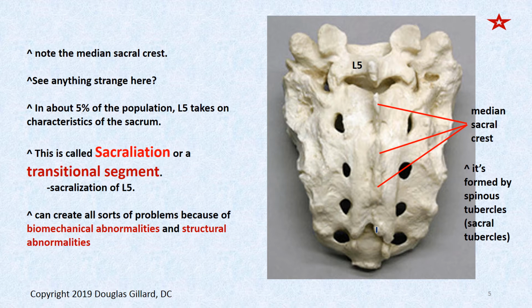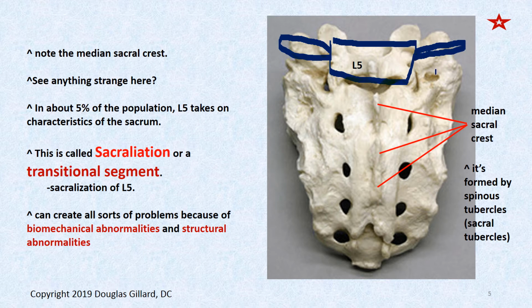Anybody see anything weird with this setup, though? I gave you a hint. Where's L5? Remember we talked about the basic vertebrae of the lumbar spine. Remember the basic vertebrae should have a vertebral body, and it should have 2 little airplane wings coming off, right? That's not what we have here. Look at all this bony growth.